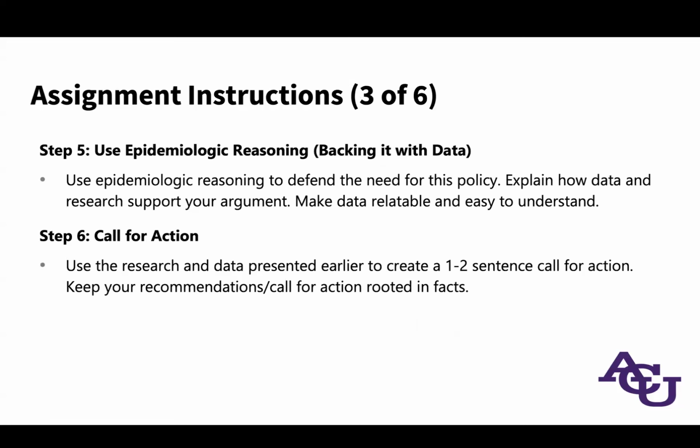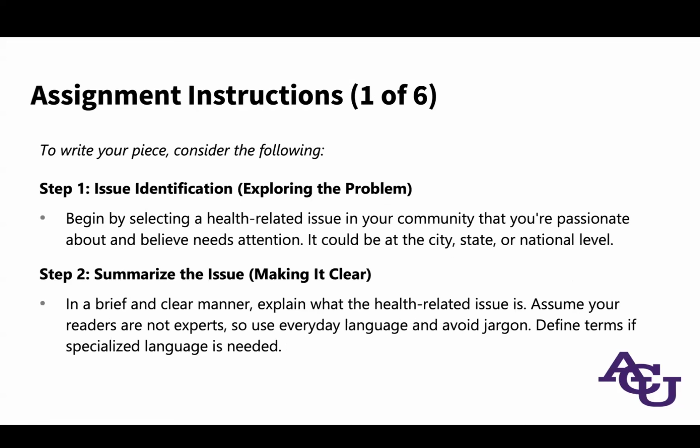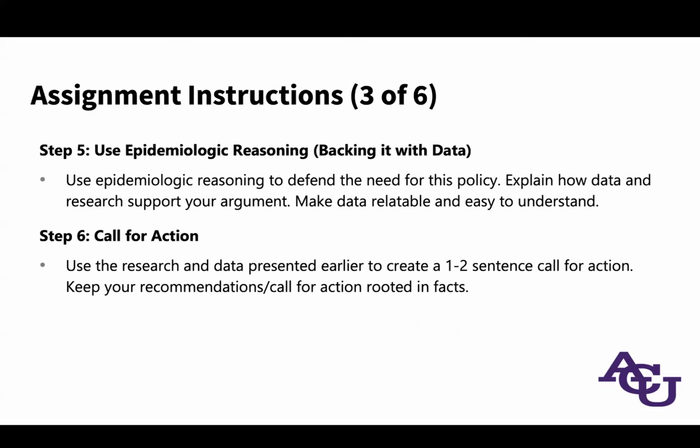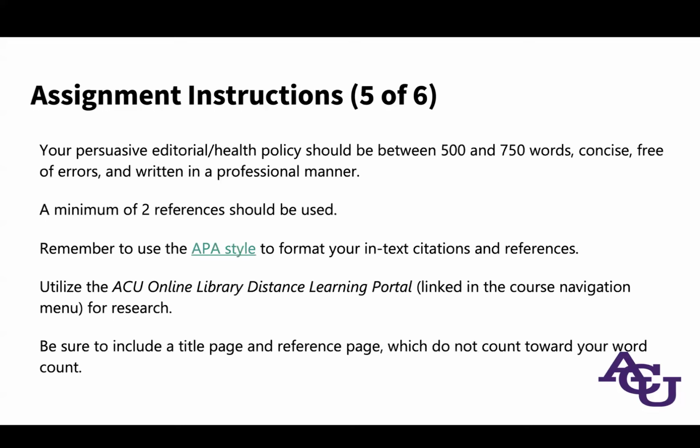Now, I want to point out that besides these 6 tasks, identifying the issue, summarizing what it is, so give us more detail on that, proposing a new policy, explaining why it's necessary, using epidemiological reasoning, so talking about not just the individual, but the larger population level, what do the numbers show, do studies suggest, that there should be a clear call to action summarizing, okay, what are you recommending that the people who can do something about this do? And within that, we have the task of writing all this in 500 to 750 words.